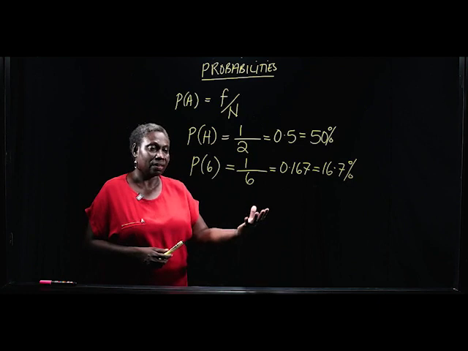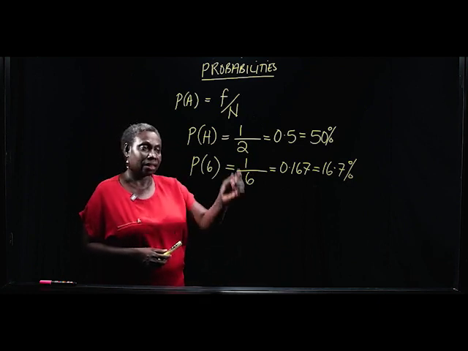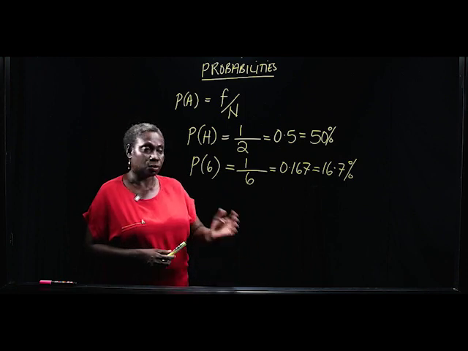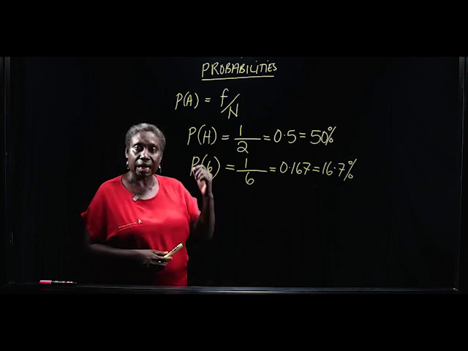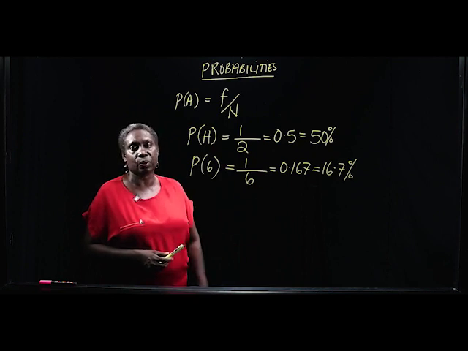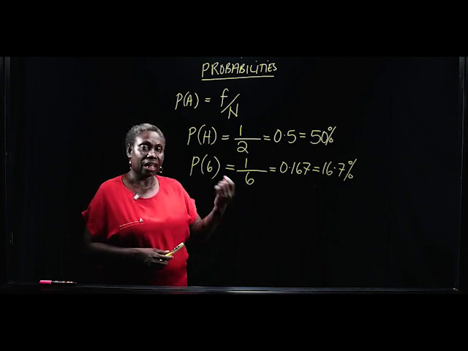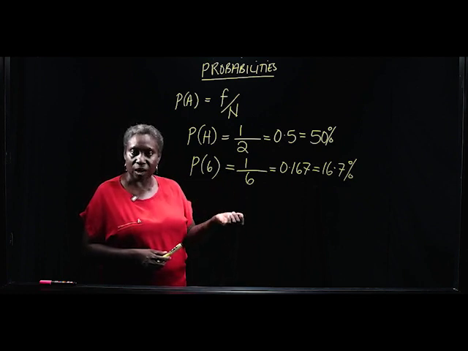Now, this is for single probabilities. Let's say we want to get a 3 when we roll a dice. That's 1 over 6. So any probability of getting a single number when a dice is rolled is always 1 over 6. The probability of getting a tail or a head is always 1 over 2.